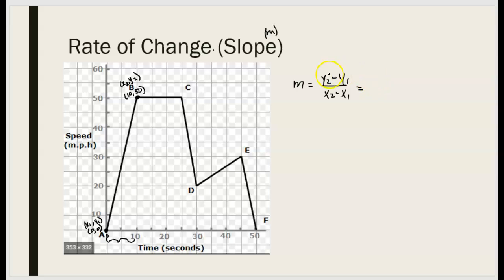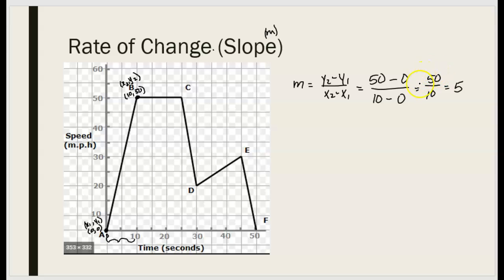So here we go. Now that I have things labeled, you can see that my y2 value is 50, minus my y1 value, the y value from my first point, which is 0, over the x2 value from my second point, which is 10, minus the x1 value from my first point, which is 0. Okay, so you do your subtraction. 50 minus 0 is 50. 10 minus 0 is 10. 50 divided by 10 is 5, okay? So now a big thing I like to try to point out is 5 what, right? So remember, we're talking about a rate of change.